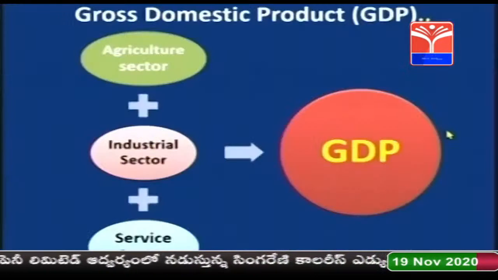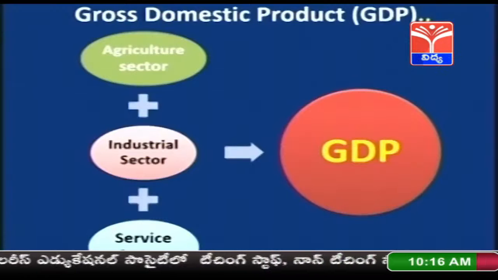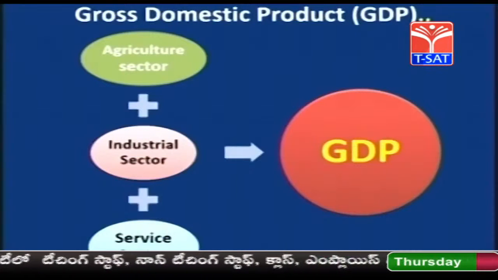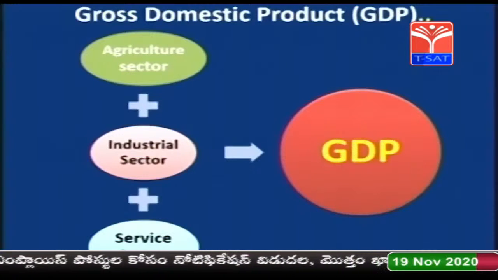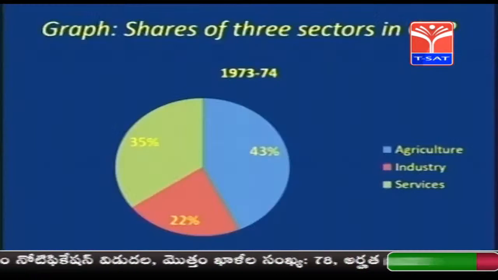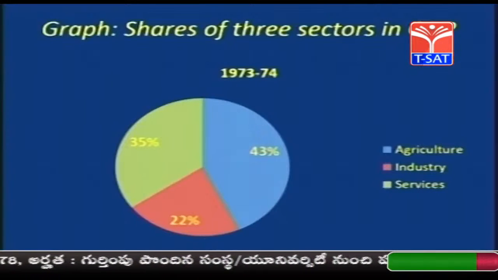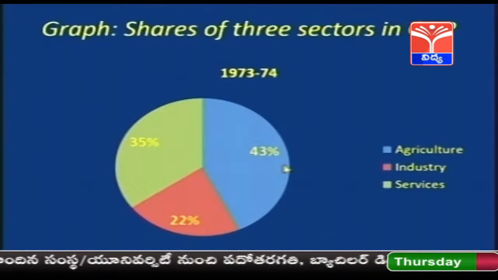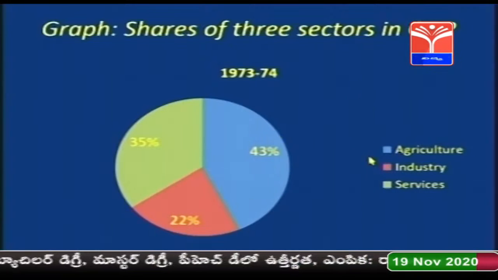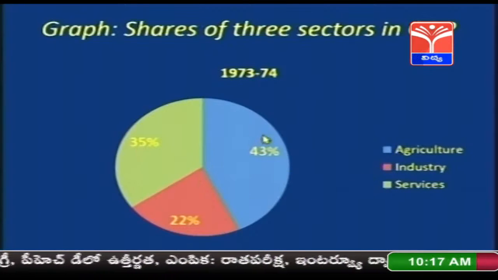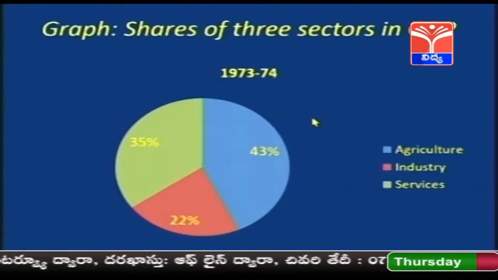Gross domestic product comes mainly from these three sectors: agriculture sector, industrial sector, service sector. The final goods and services value of these three sectors we can consider as GDP. The share of the three sectors in GDP in 1973-74: agriculture sector contributing 43% of the GDP, industrial sector 22%, service sector 35%. Even more contribution here, 43%, is from the agriculture sector.